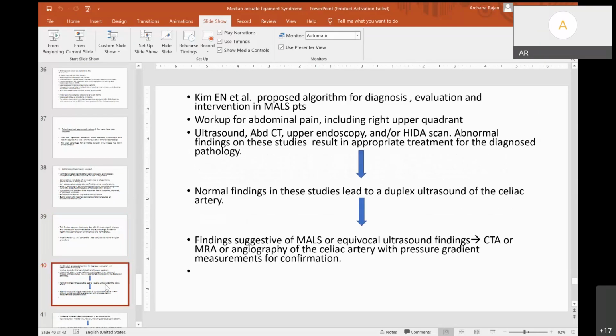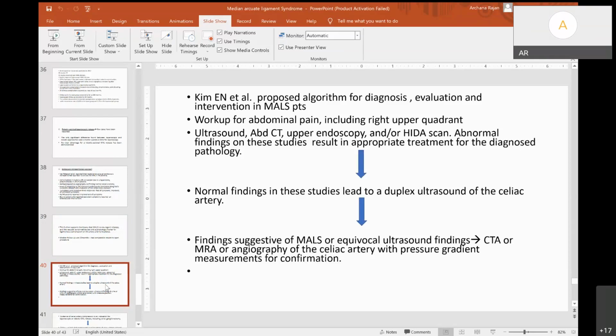Kim et al., after evaluating the studies and their institutional experience, proposed an algorithm for the diagnosis, evaluation and intervention of MALS patients. It starts with a workup for abdominal pain, including right upper quadrant pain, initially with ultrasound, CT, endoscopy, or HIDA scan, and any abnormal findings in this workup lead to treatment of that pathology.